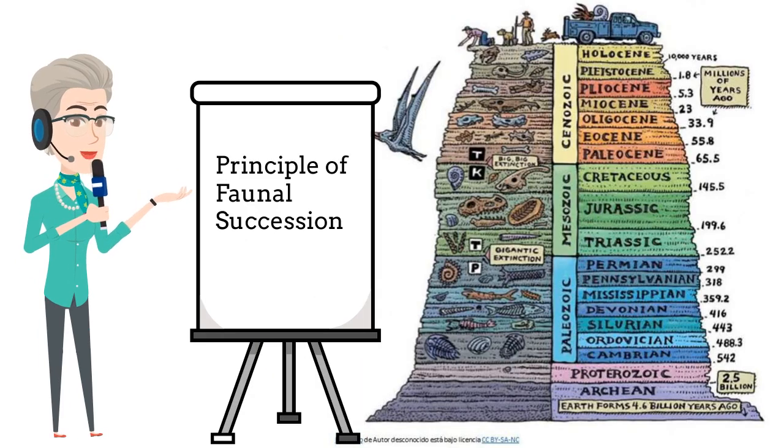The principle of faunal succession states that fossils follow a distinct pattern or succession, with certain organisms appearing and disappearing in a predictable order through time. By studying the fossil assemblages in different rock layers, scientists can correlate similar fossil assemblages and determine the relative ages of rocks in different locations.